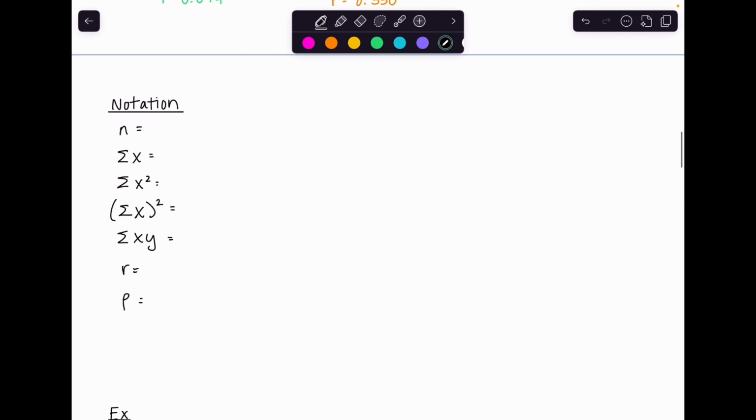So we're going to start with just some notation because we're going to have a lot of summation. So the first n is still the same thing. In this case, it's the number of pairs of sample data. You don't count each x and y separately. They count as a single unit because that gives you a point. If you see the sum of something, so in this case, the sum of x, this means you're going to sum up all x values.